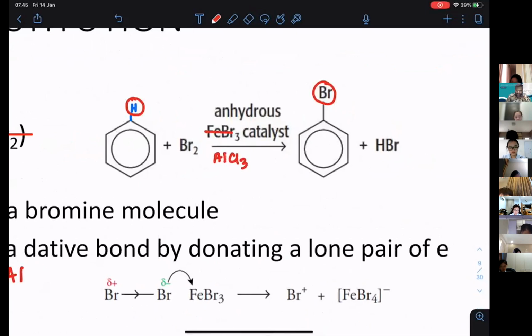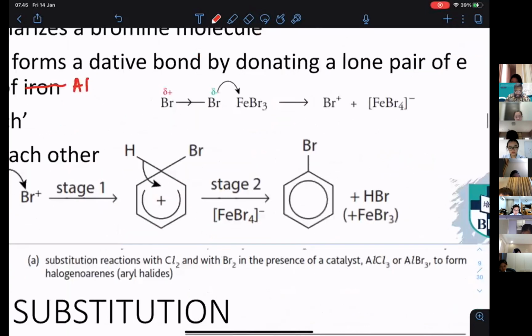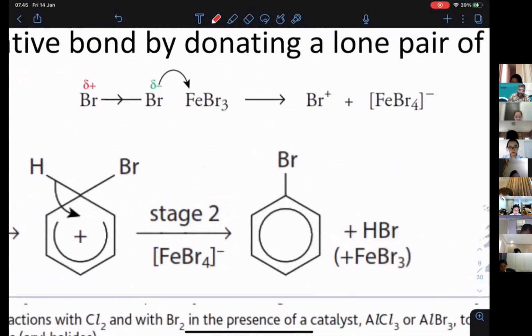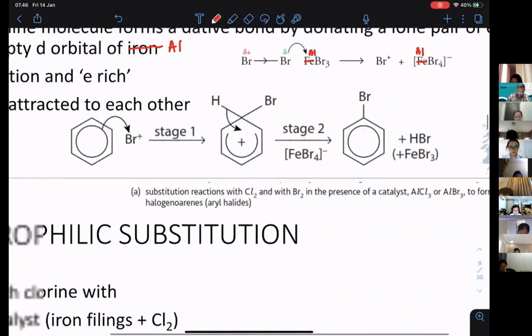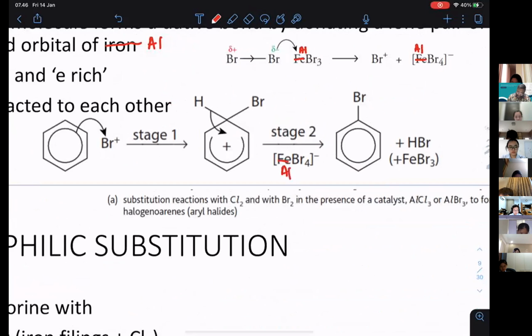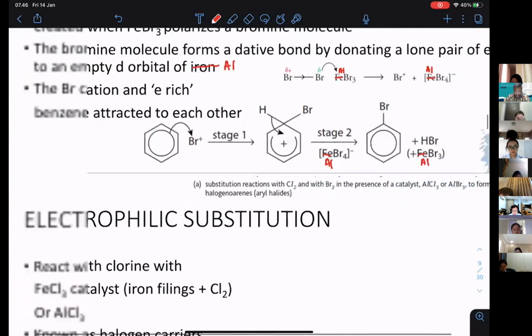And then the mechanism you see, Br2 will react. This one just change into AlBr3. And this one change it to Al. Just change it to Al. So this one is Al. This one is Al. Just change it.